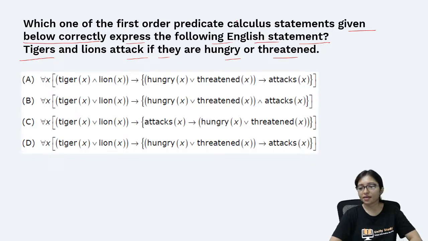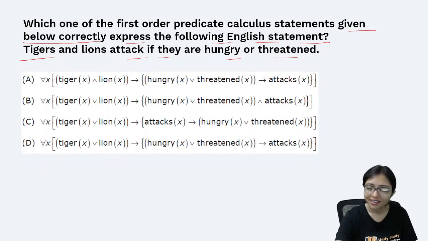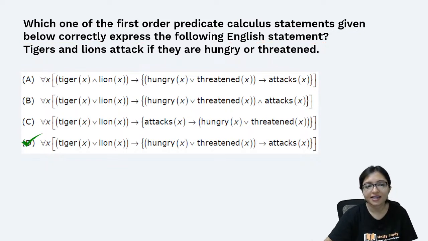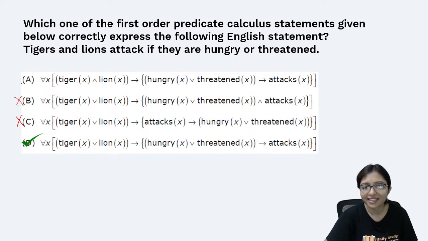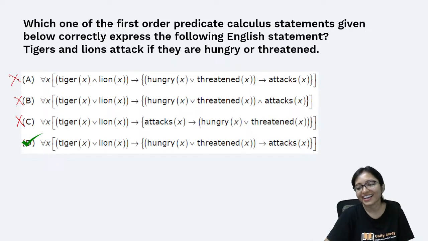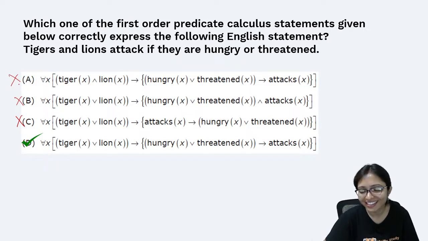Okay, answers are coming. I can see C, D, B, C, D. Which one is correct? So many answers are coming. Which one is correct? Okay, you are telling that C. Those who are telling C, they are wrong. Those who are telling D, B, they are also wrong. Those who are telling A, they are also wrong. The answer is D here.